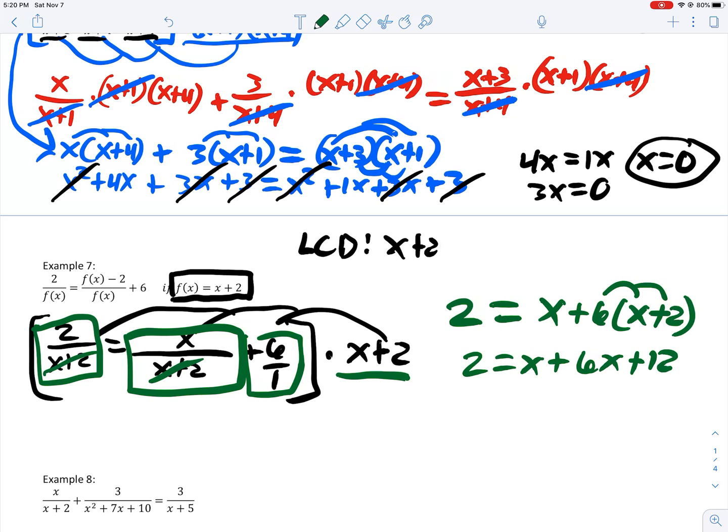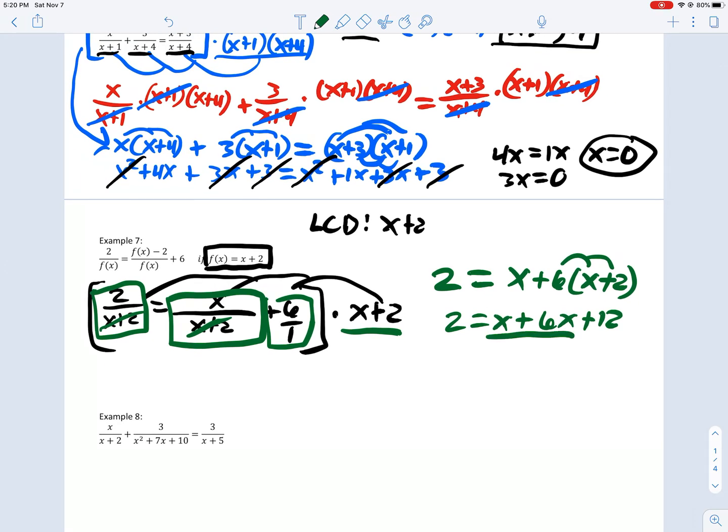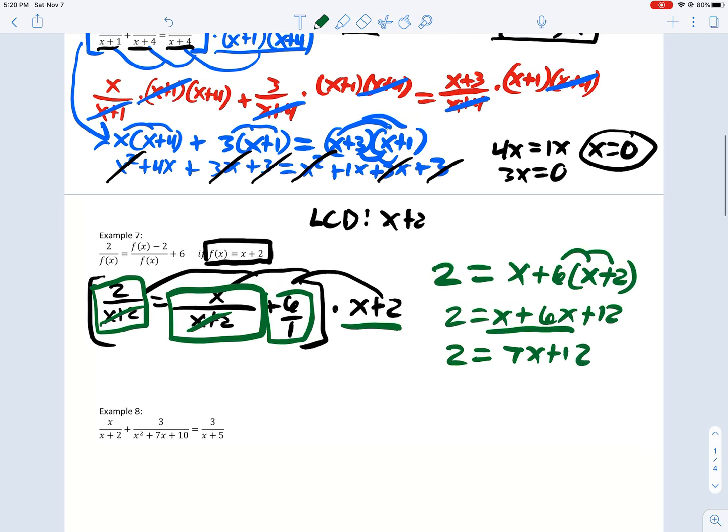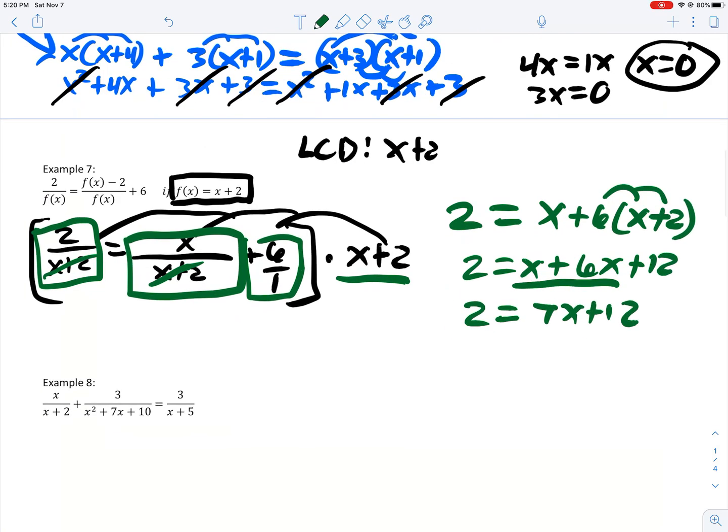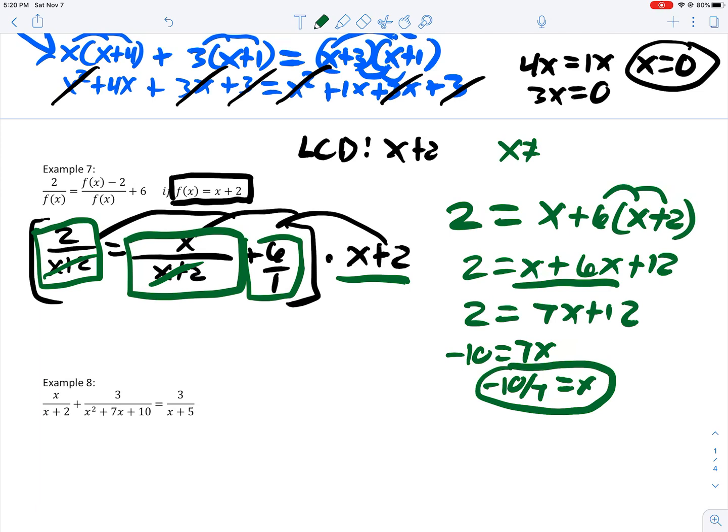All right, combine like terms. 7x plus 12. So I'm going to subtract 12, so I get negative 10 equals 7x. Divide, we get negative 10 over 7. So there we go. And again, what x cannot equal is what's going to make the denominator of the fraction equal to 0. So in this case, that would be negative 2. So I'm good.